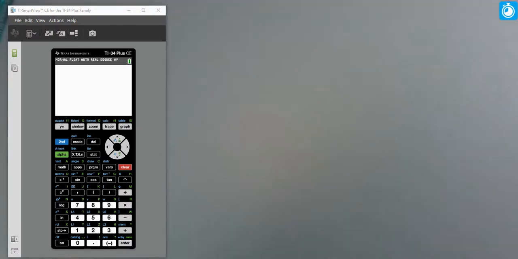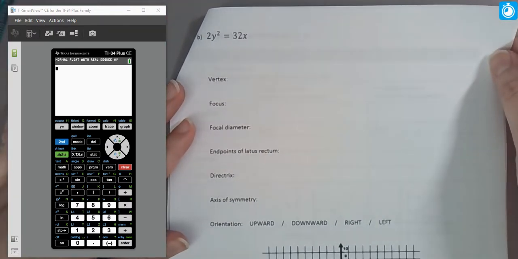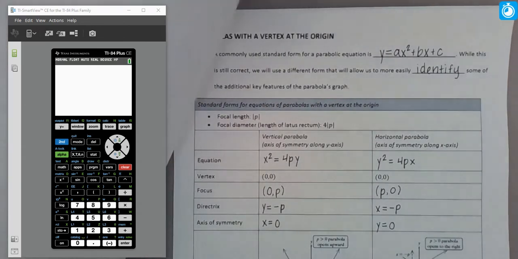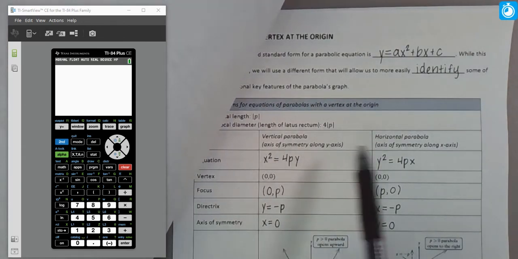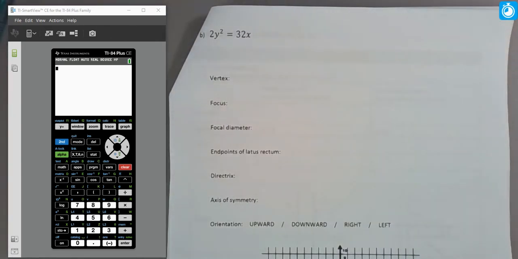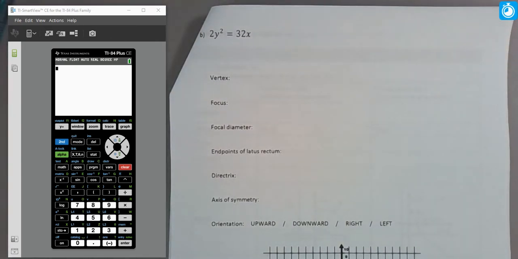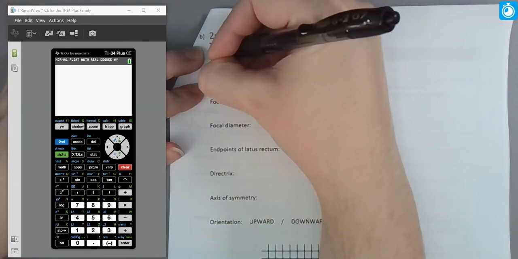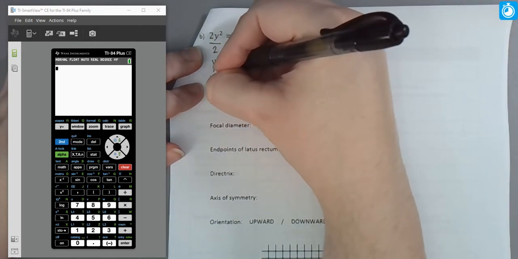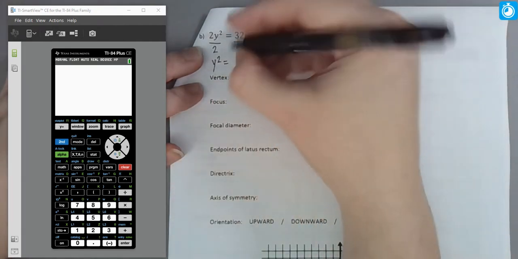Okay, let's try another example. So we have 2y squared is equal to 32x. Now I want to put this in standard form, and let's revisit that. With standard form in either case, the big thing is that we want our quadratic term to be isolated. In this case, our quadratic term is not isolated, so I need to start by isolating it. So I'm going to divide out the 2 in front of our y squared, which is going to give us y squared is equal to 32 divided by 2, which is 16x.